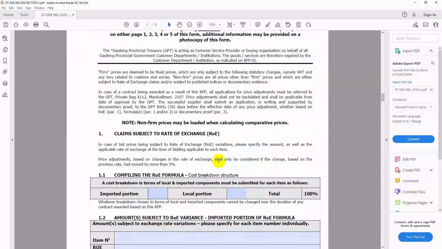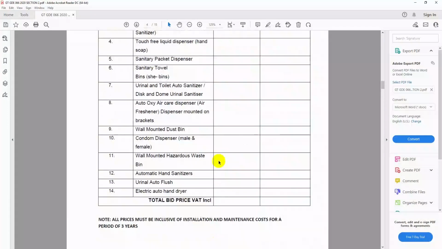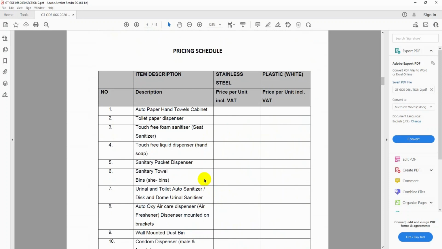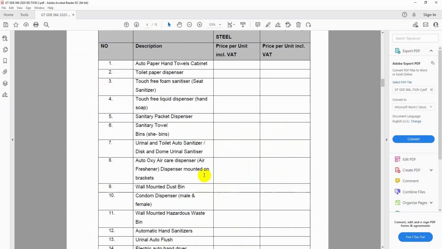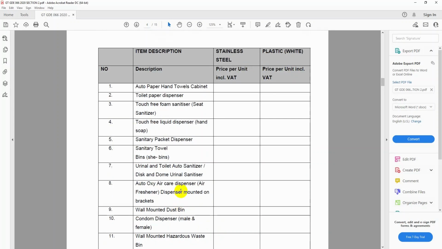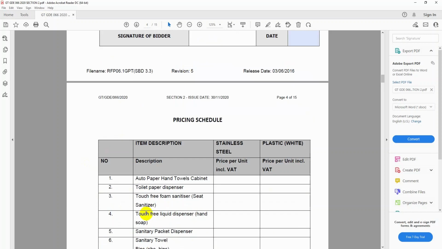And this is not the only part. This is not the only part that you need to quote. Remember, these are the equipments that they want. So they just gave you the schedule for the equipment.